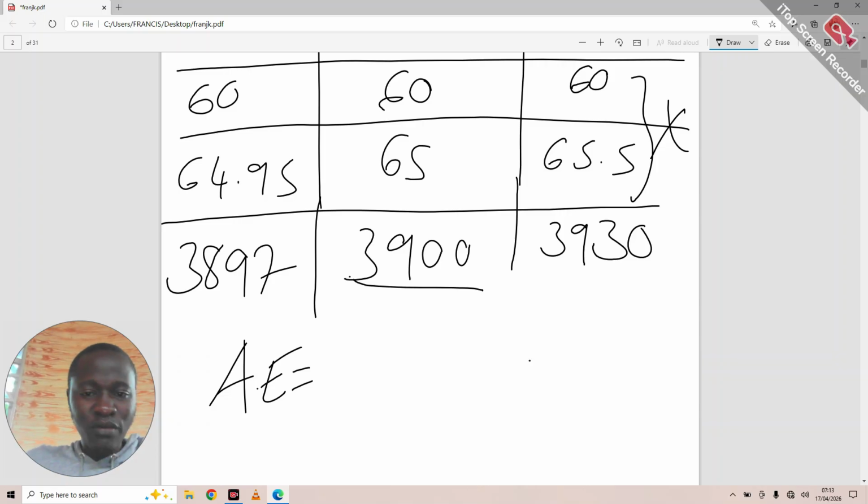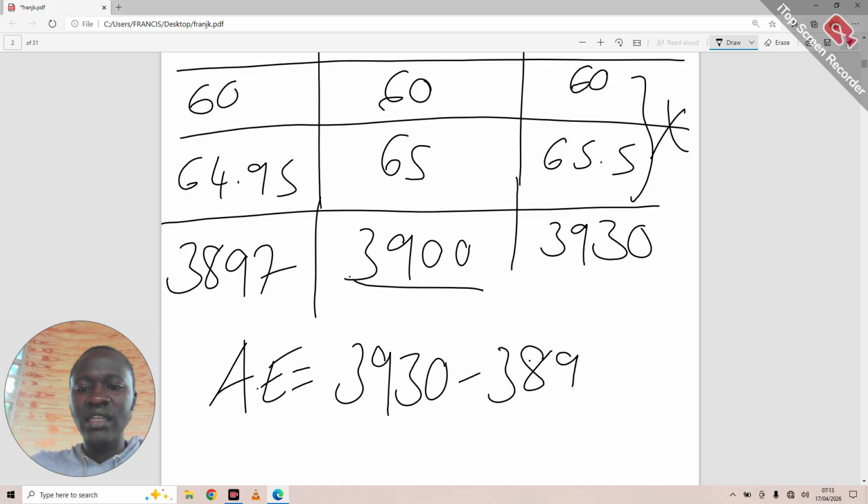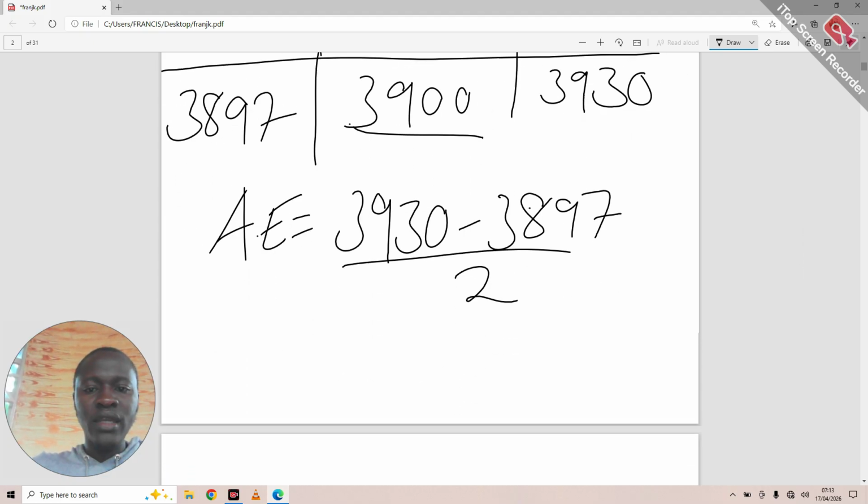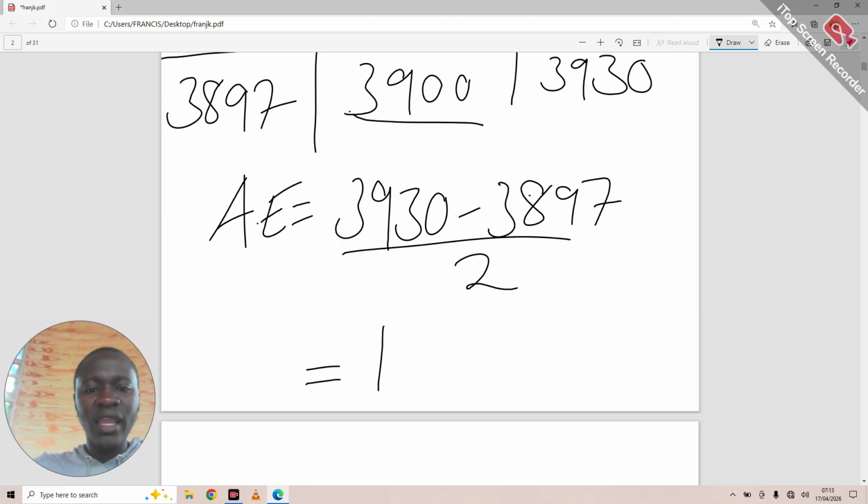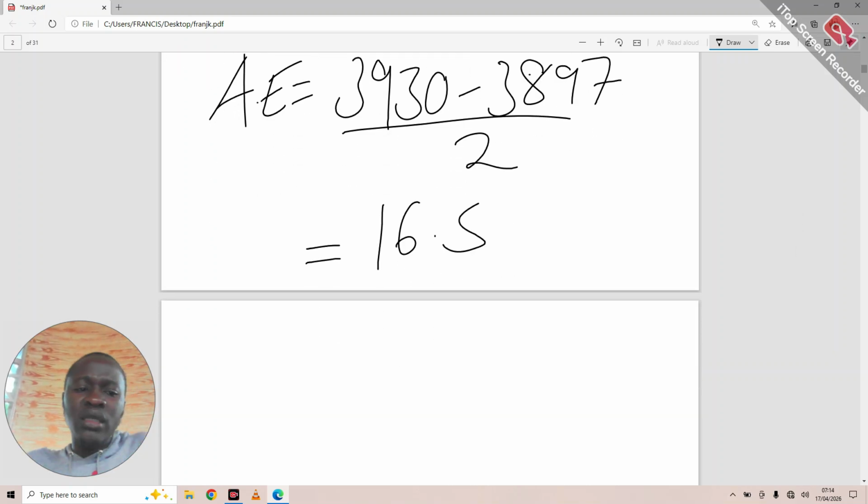So let's continue. Absolute error is 3930, that is the maximum, minus minimum 3897, divided by 2. So dividing this, I shall get my answer at 16.5. Now, this is where most students mess up a lot. You are leaving your answer at 16.5.